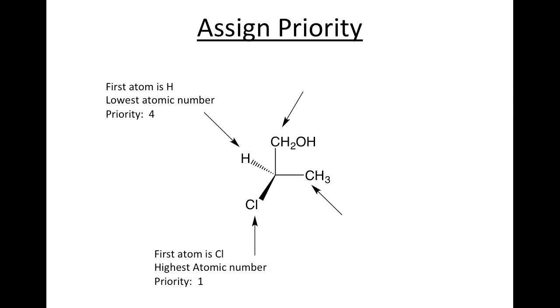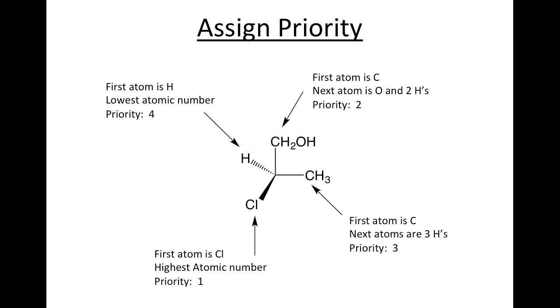So the carbons are identical, so now we need to go to the next atom out. Well, if we look at the carbon with the alcohol on it, it's attached to 2 hydrogens and an oxygen, whereas the carbon with the 3 hydrogens has a lower ranking. The reason is that 2 hydrogens and an oxygen is ranked higher than 3 hydrogens. So now we have our ranking in place.